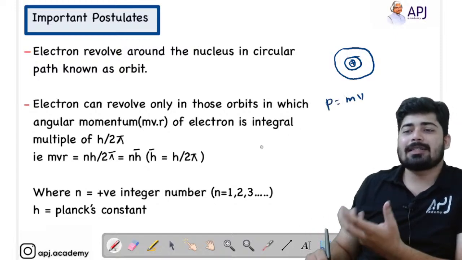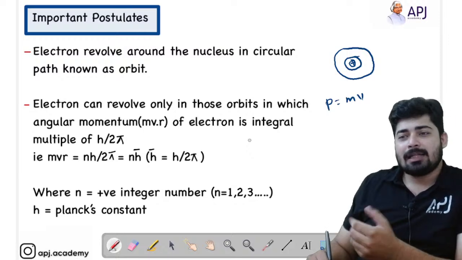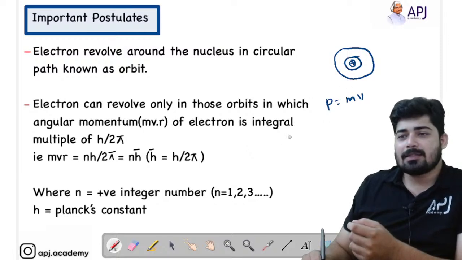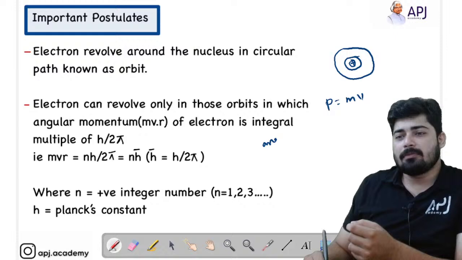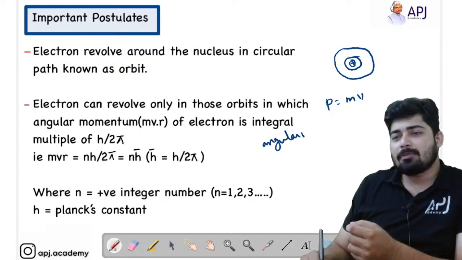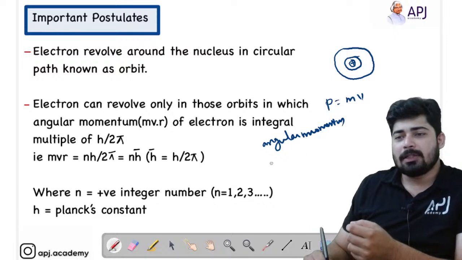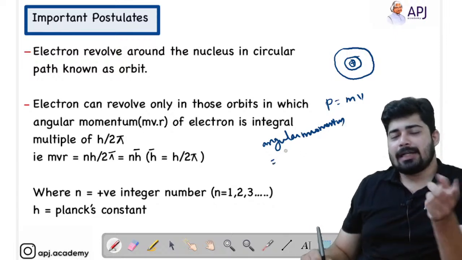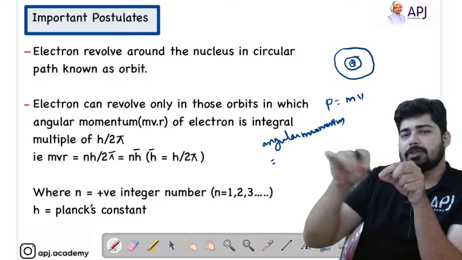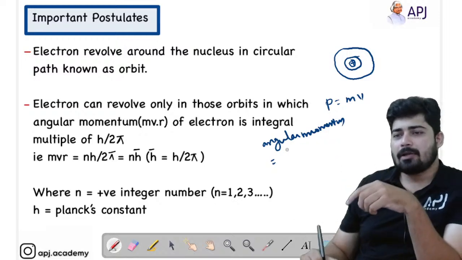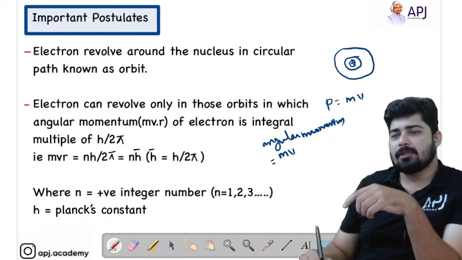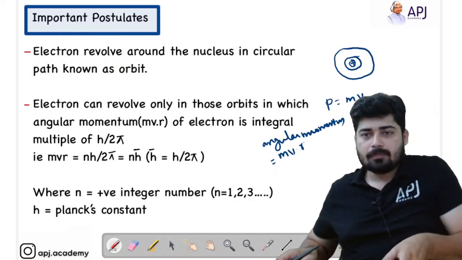If you are considering the angular momentum, then we have to multiply the linear momentum by the radius. Radius means the distance from the nucleus to that orbit. So angular momentum is equal to linear momentum into radius, right?